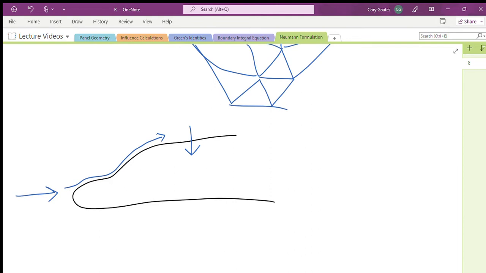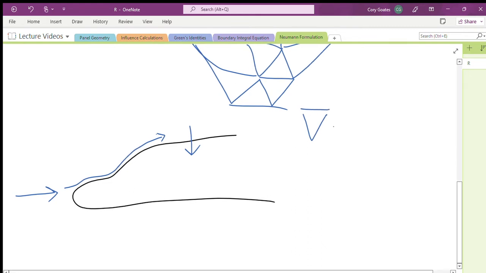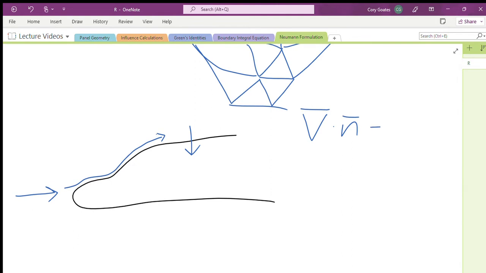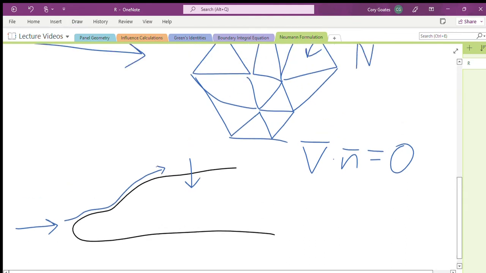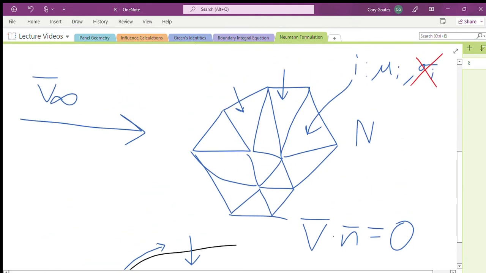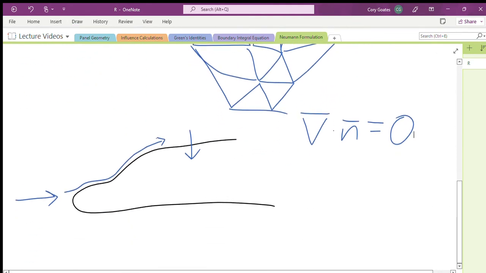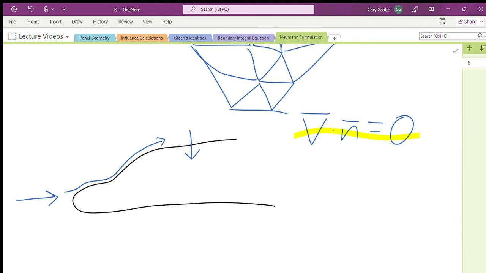The way we write that mathematically is we say that we want the normal component of velocity, so v dotted with n, our normal vector, is just equal to 0. So the boundary condition that I'm going to impose in order to figure out what all these unknown doublet strengths are is this one right here. I'm going to say that I want my normal component of velocity to be 0.